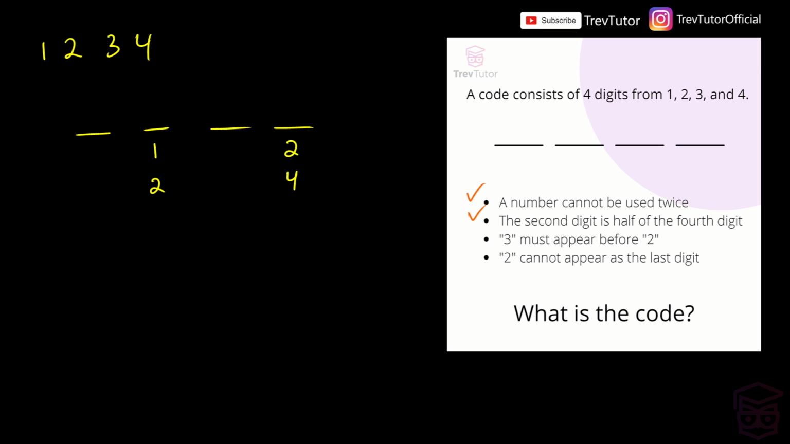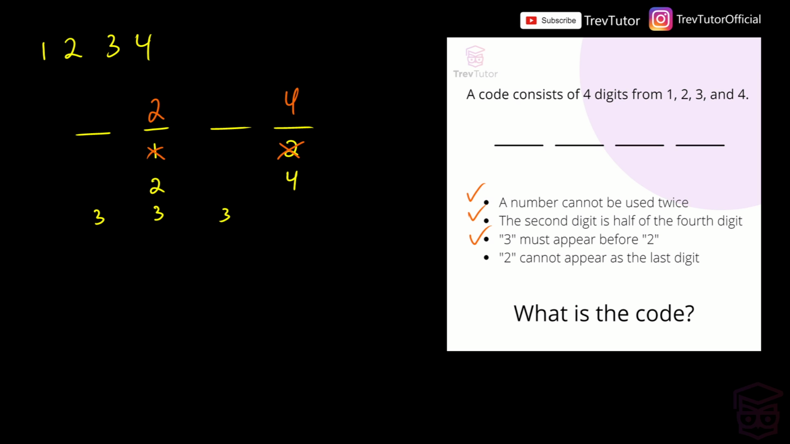3 must appear before 2. This really means that 3 can appear in any of the positions, because 2 can be in that last place. Our last rule says 2 cannot appear as the last digit. So this rules 2 out of position 4. Where can 2 go now? This means that we can't have the 1-2 combination for the second and fourth digit. So 2 and 4 have to be placed as the second and fourth digit.